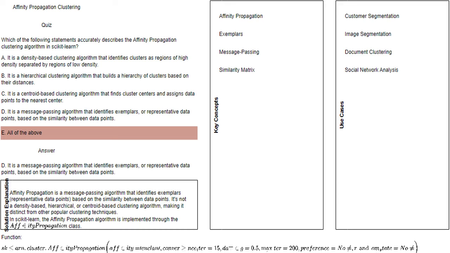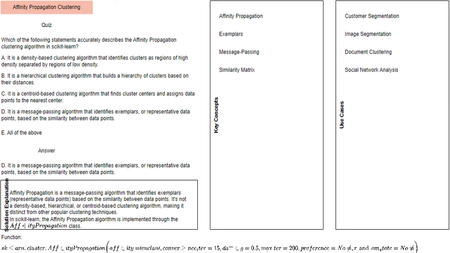True. This is the accurate description of affinity propagation. It uses a message passing approach to find exemplars, representative data points, by iteratively updating messages based on similarity between data points. Affinity propagation: segmenting a large social network into groups based on user interactions. Exemplars in this case would represent influential users in each group.